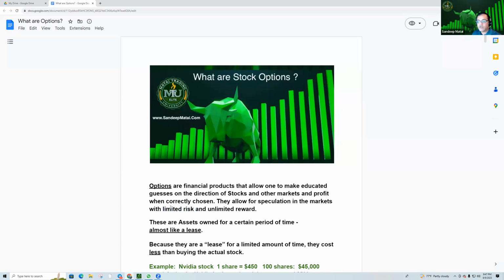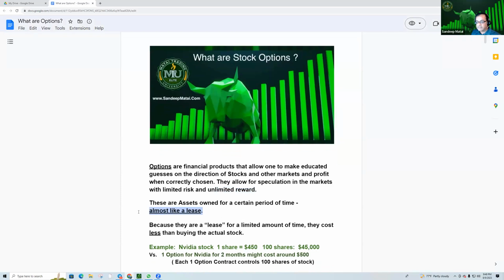So it has limited risk, but unlimited reward. If you buy properly an option, let's say a bullish option that goes up, you are going to make money no matter how high it goes. Let's say you spent $200 on it, and the stock skyrockets, and it's worth $1,000. You're going to make the full gains upwards. So that's the beauty of them, that they have limited risk and unlimited reward, which is great because they give you that leverage. So they're almost like a lease.